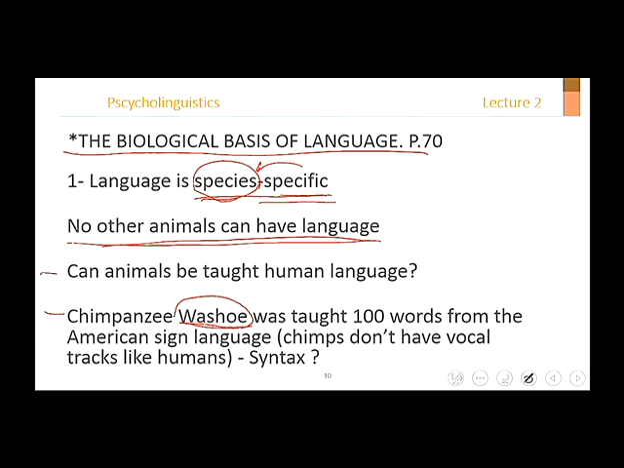It's not language. Language is more than just a few words. Language is more complex than that. Language is syntax, semantics, pragmatics, phonology, morphology, and so on. So language is a very, very complex system. It's not easy. So, can other animals be taught human language? No, they can't. They can learn some few words, but this is not language.